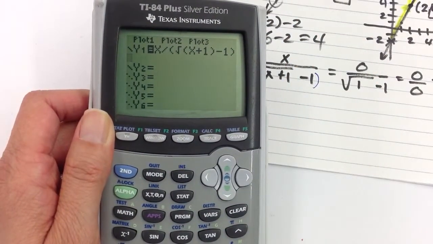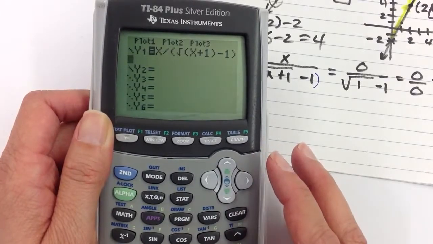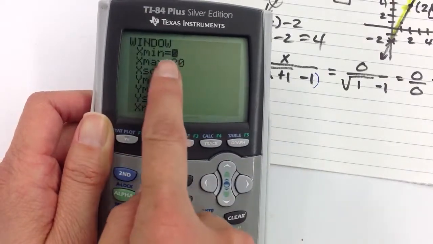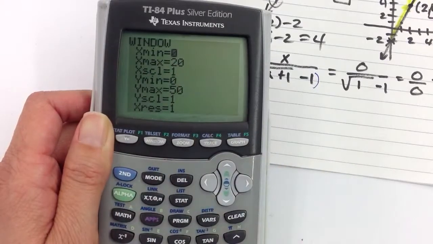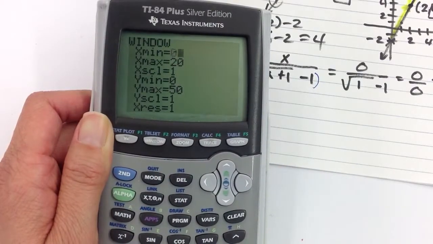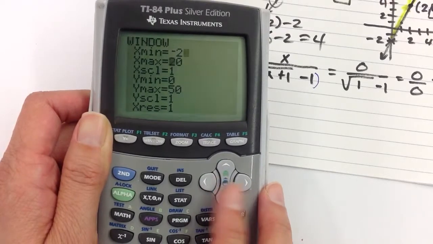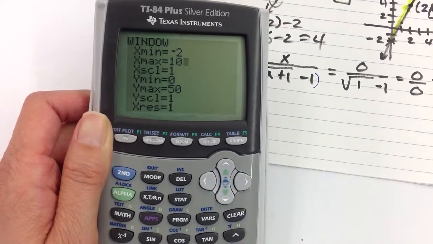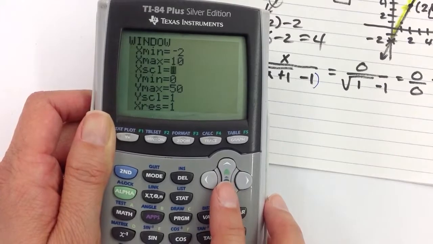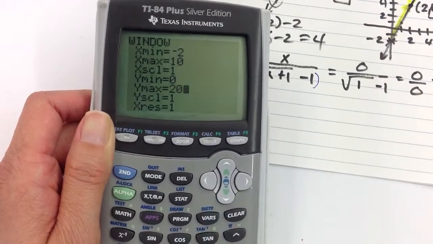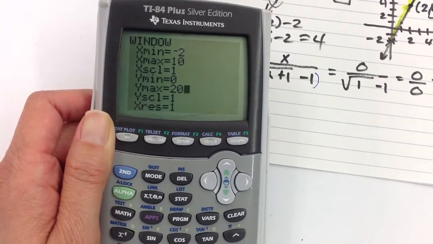Okay. And now I'm going to look at my window. Yes, I think I do want to go from 0. Actually, we want to go around -1. Let me put -2 in there. And my x minimum, I think I only need to go to 10. And the 50 I think is too high. Let me change that to 20. And I think we'll be good if we do that.